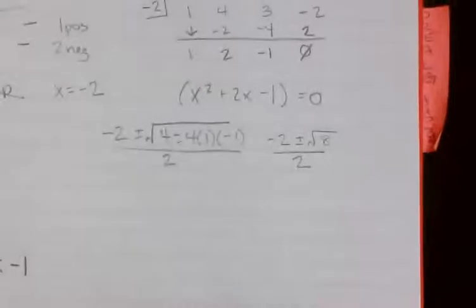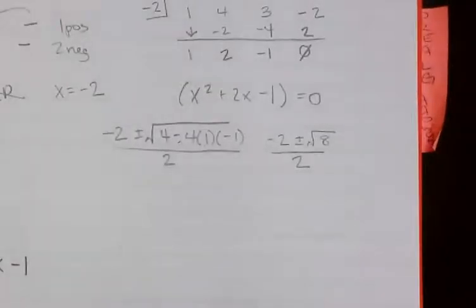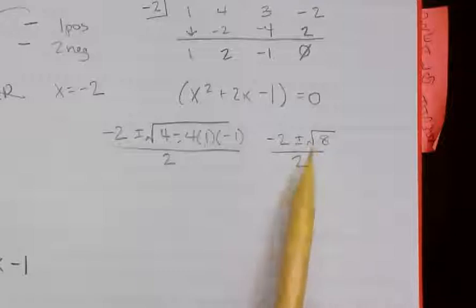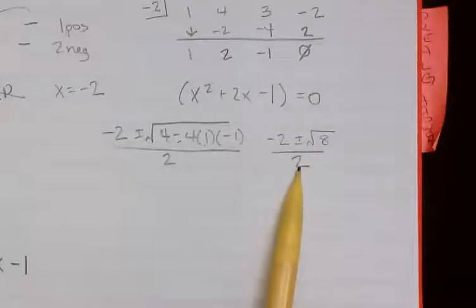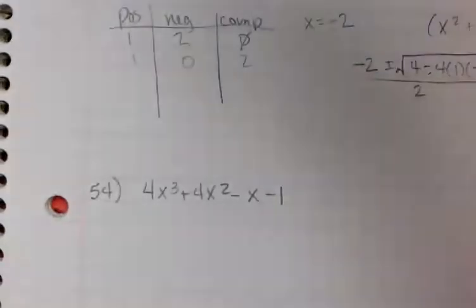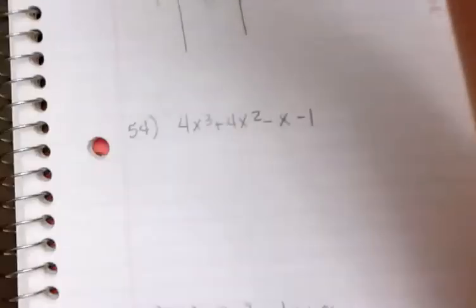To get those exact answers, I'd plug them in my calculator. There's going to be a negative answer and a positive answer, but I'd calculate them out on my calculator to get the exact decimals. Okay, on to the next one. Please bear with me with moving the camera.